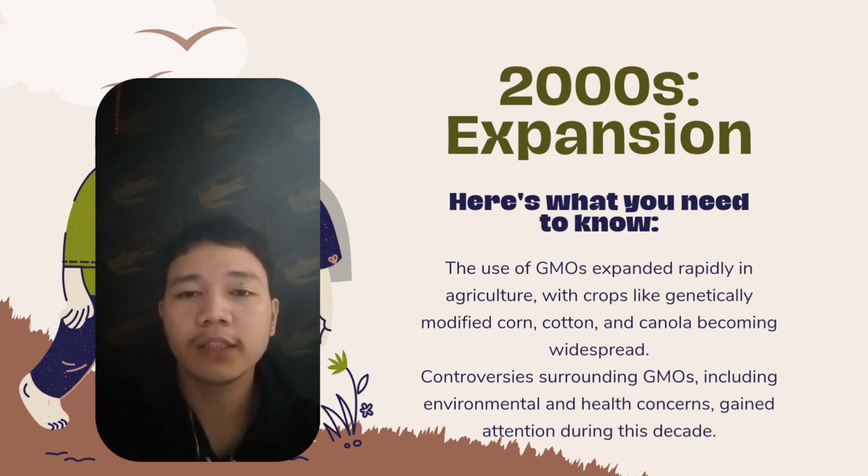GMO crops like insect-resistant Bt cotton, herbicide-tolerant soybeans, and golden rice were developed with increased adoption in North and South America. However, concerns about environmental impacts, human health, and corporate control over agricultural resources sparked debates. Despite this challenge, GMOs continue to be used in various industries, including pharmaceuticals and industrial compounds.